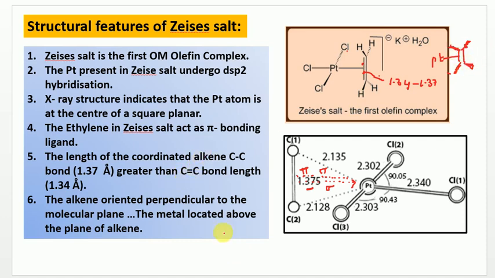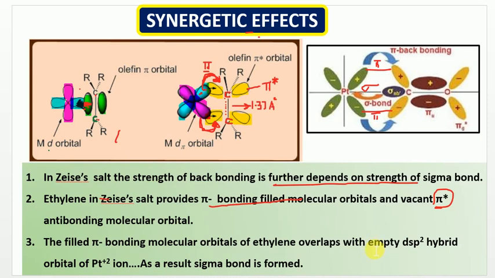Here you can notice that in Zeise's salt, the metal is oriented above the ethylenic plane, and it also has a square planar geometry. You can imagine it like this: these 3 chlorine atoms are oriented like the corners of a square. So this is a basic structure comparison, and you can also notice the synergetic effect, how it is affecting Zeise's salt.